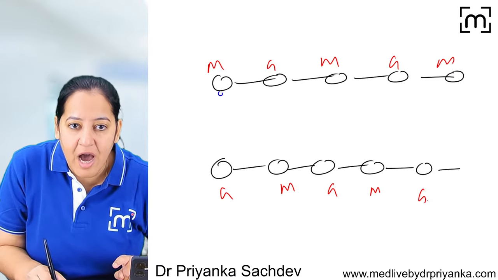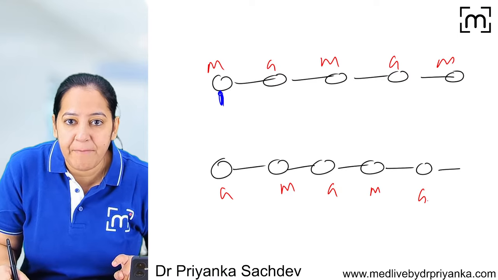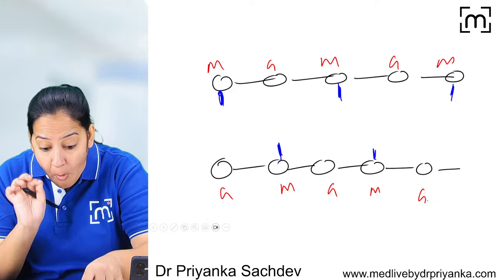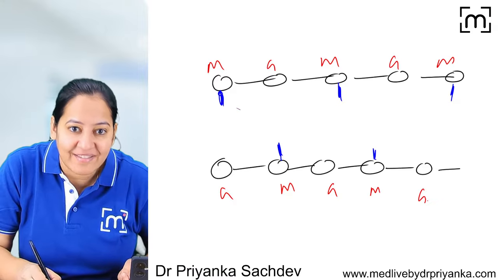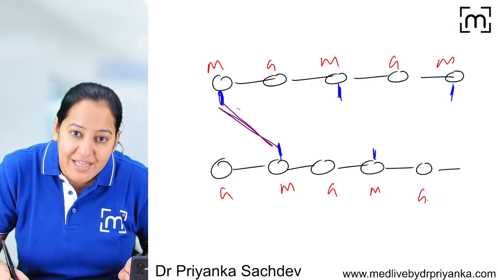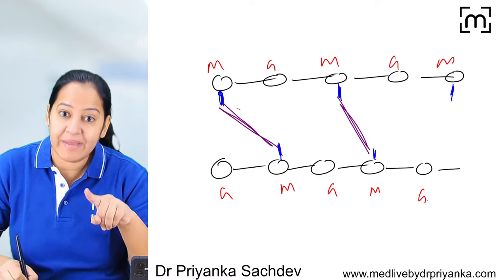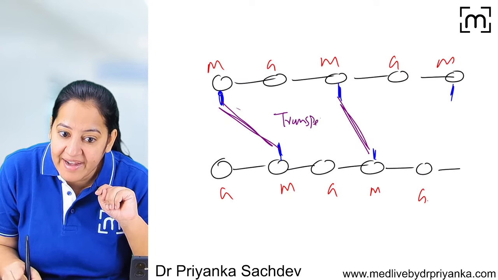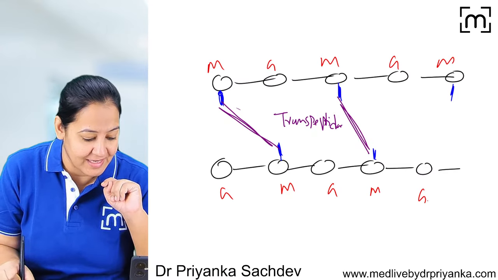I'm telling you the NAM have the chain. So here is a chain, pentamer. Here is a chain. Here is a chain. So my point is that the chains are interconnected. It is forming the cross-linking. And for forming the cross-linking, there is an enzyme which is required. The name of the enzyme is transpeptidase. Transpeptidase is the name of the enzyme.